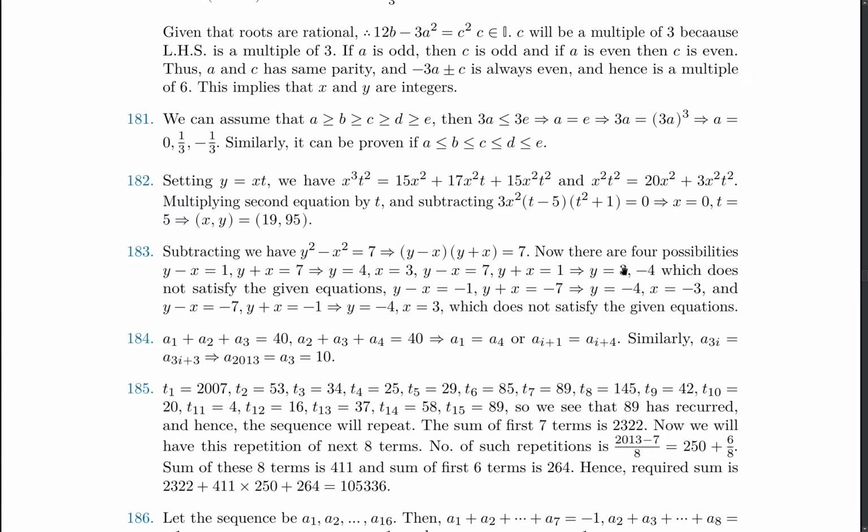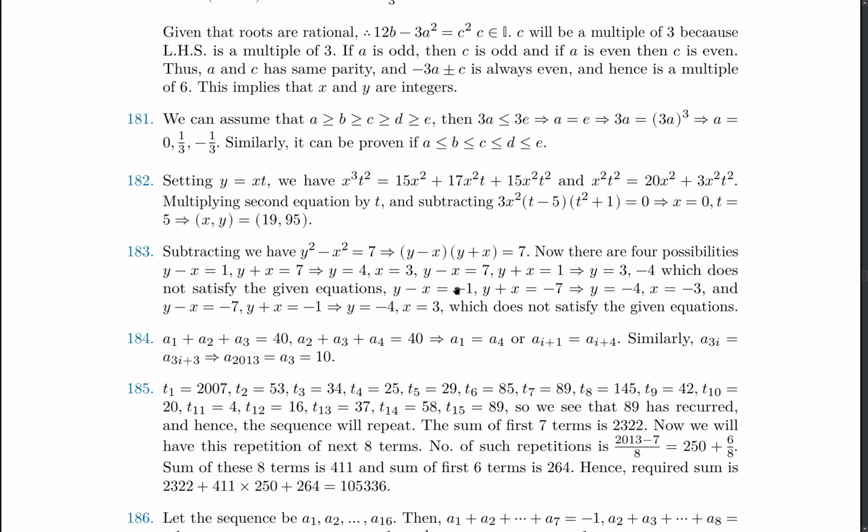So the solution should be, okay, 3 and minus 4. So if you put 3 and minus 4, then y plus x becomes minus 1, okay, which is not true. And y minus x becomes, so this is y is equal to 3 and x is equal to minus 4. And this becomes minus 7. So minus 7 into minus 1 would be 7, but y plus x cannot be 1 anymore. So which does not satisfy the given equations. Okay.